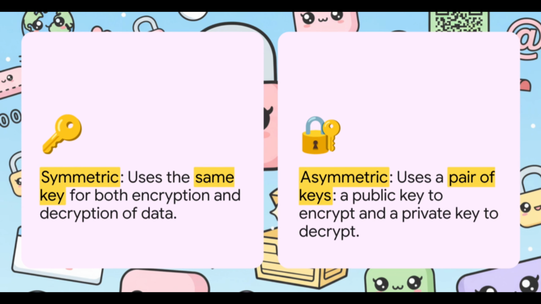Asymmetric is a little more clever. It uses a matched pair of keys. There's a public key you can give to anyone. It can only lock data, but the only thing that can unlock it is the other key in the pair, the private key, which you keep completely to yourself.